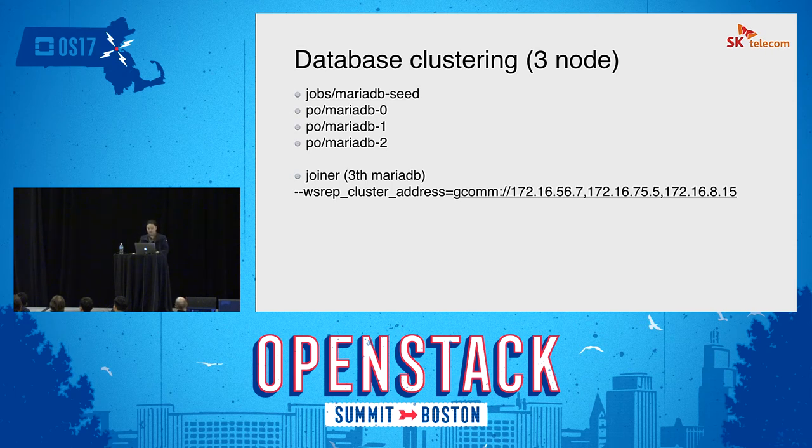Since it requires dynamically joining a new node, it uses the joiner. For example, when MariaDB 2 is initialized, it's the third MariaDB, so it sees the three cluster addresses here: one is the seed, and MariaDB 0 and MariaDB 1.